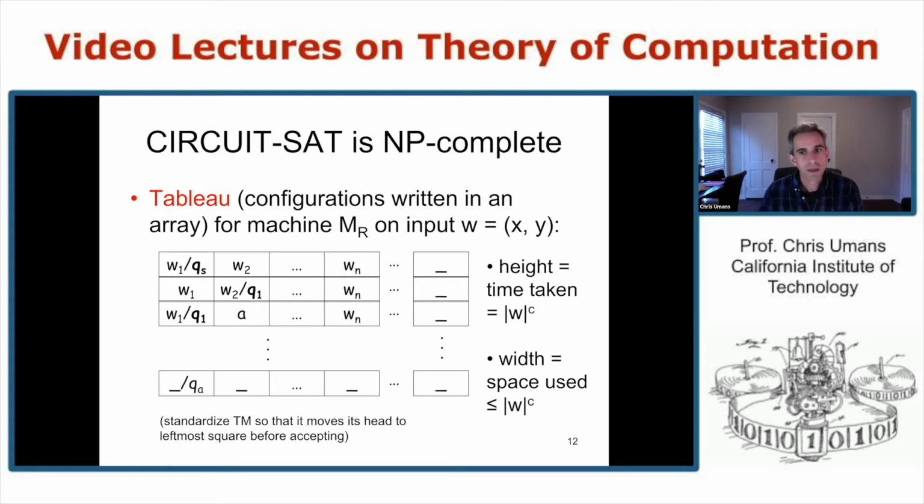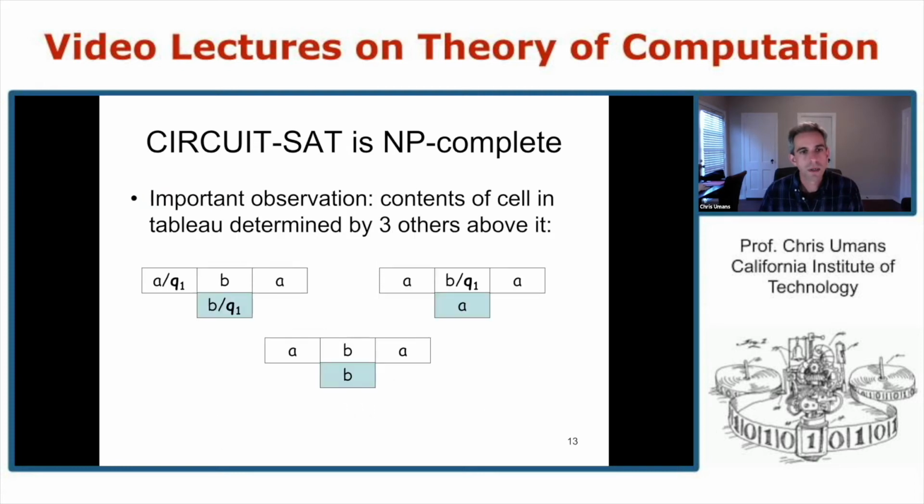Okay, so the key observation for this proof, and actually a very important observation about the functions of Turing machines, is that the computation is local. In the context of a Tableau, it means that the contents of a cell in the Tableau is determined by the 3 cells above it in the Tableau and no others. So you only need to look at the contents of the 3 cells above a given square in the Tableau to determine its contents. And I drew some examples here just to illustrate things.